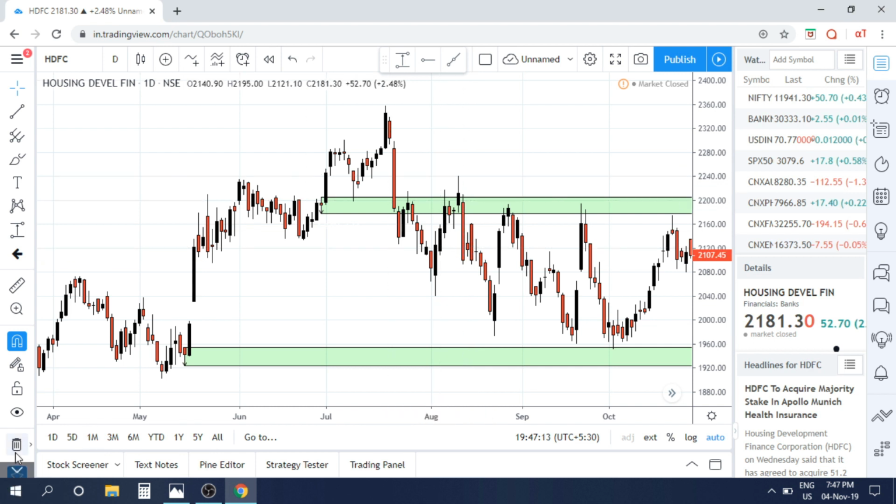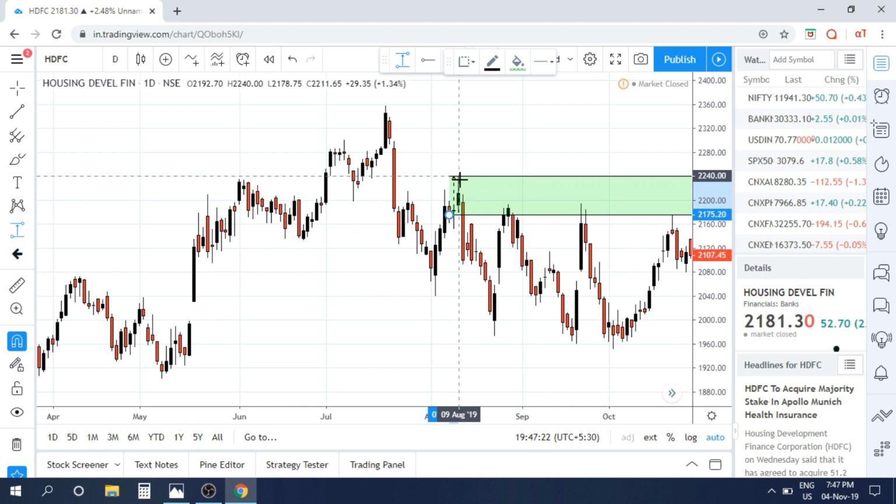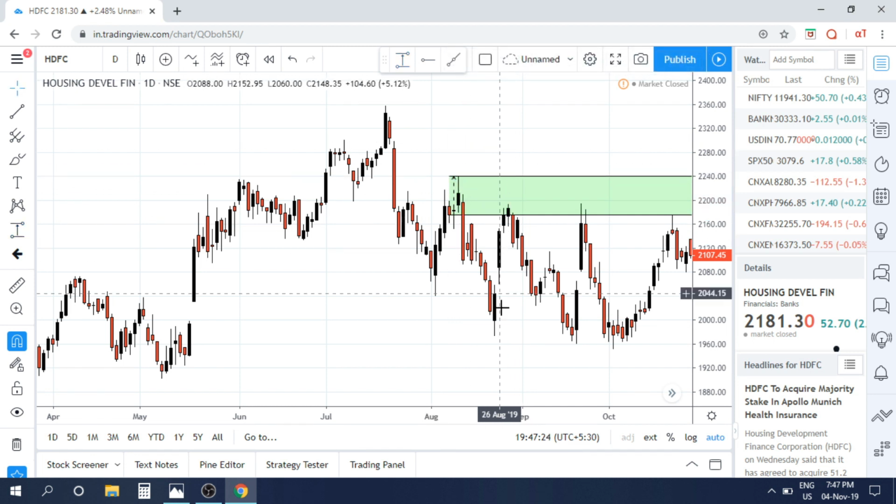So if I delete this, and if you take a look at this particular supply zone, this rally base drop, if I mark base to top, then look at the drop from there.